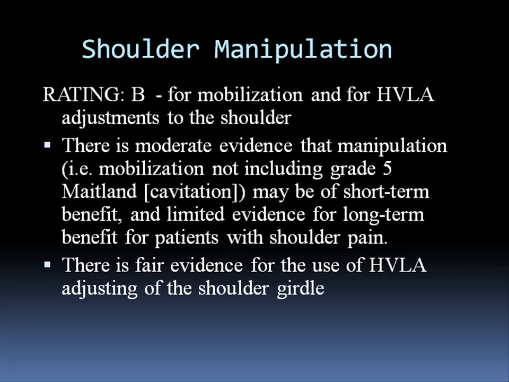Our team gave a rating of B for mobilization and for HVLA adjustments of the shoulder. There is moderate evidence that mobilization not including grade 5 Maitland or cavitation may be of short-term benefit and limited evidence for long-term benefit for patients with shoulder pain, and there is fair evidence for the use of HVLA adjusting of the shoulder girdle.